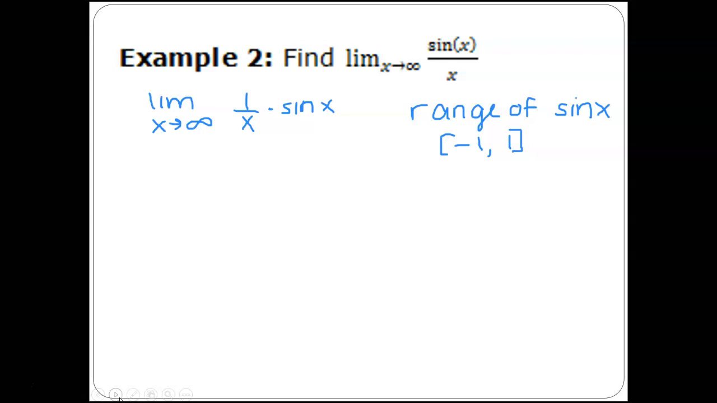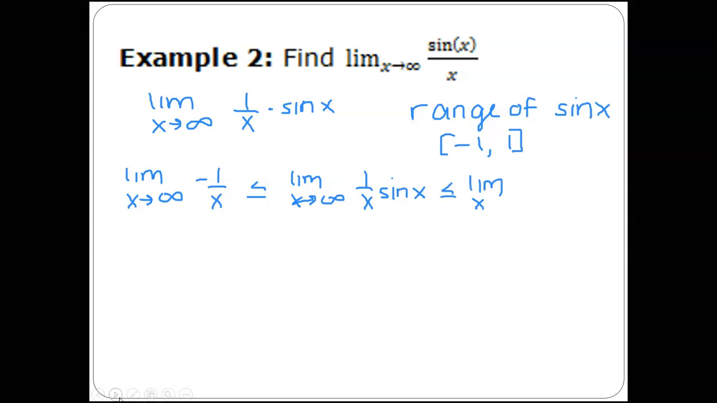This is actually a mini squeeze theorem, because we can say the limit as x approaches infinity of -1 over x should be less than or equal to the limit as x approaches infinity of 1 over x sine x, which should be less than or equal to the limit as x approaches infinity of 1 over x, coming again from the idea of that range of sine.